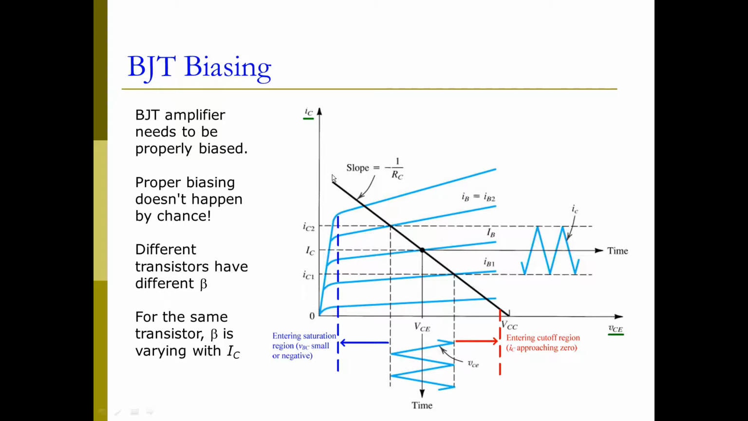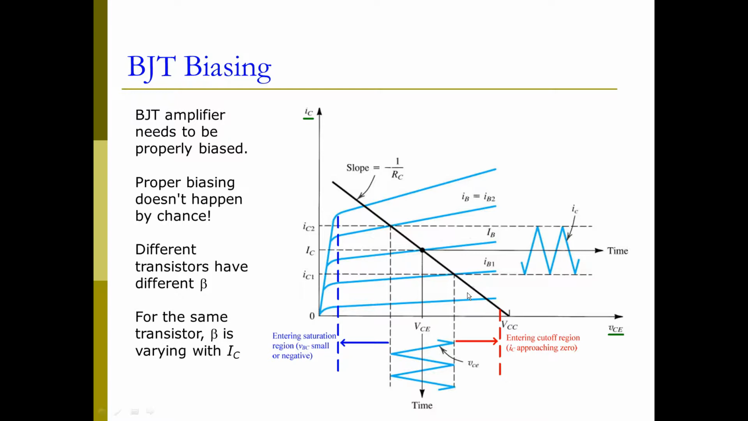As you can see, we need to properly bias the transistor to an optimal point, somewhere in the middle. That will allow us to get a maximum swing voltage output. Now, if this point is not properly biased, for example, if it goes to somewhere either to the top or to the bottom, apparently our amplified signal will be cut off.